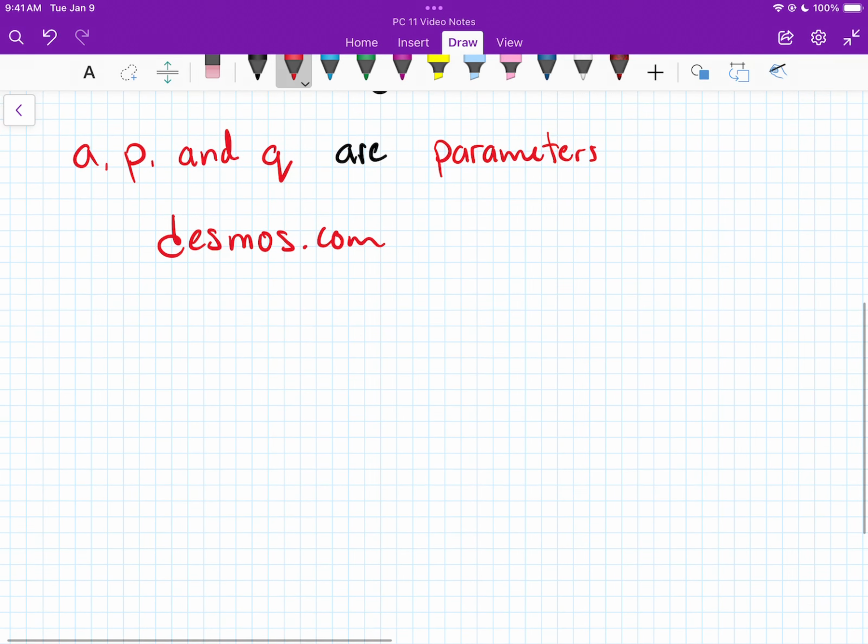Okay, so after investigating on Desmos, looking at our three parameters, a does two things. So first off, it decides whether our graph opens upwards or downwards, or if you think back to our vocabulary, it affects our direction of opening.